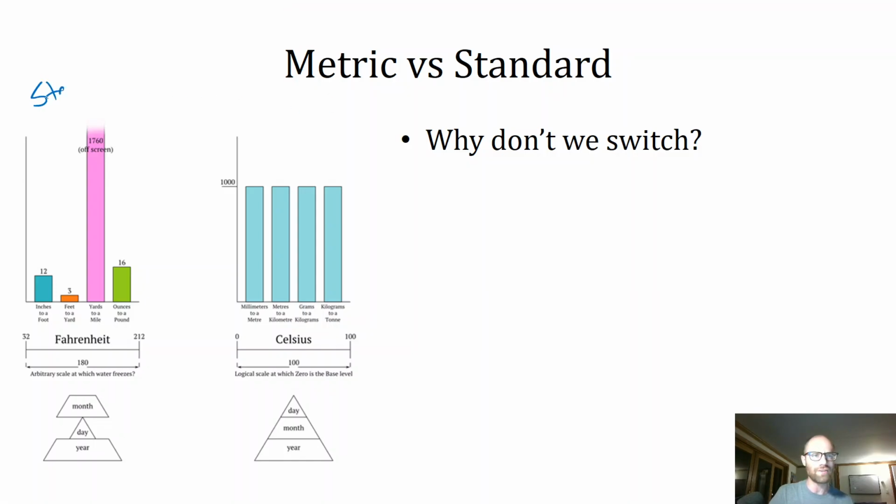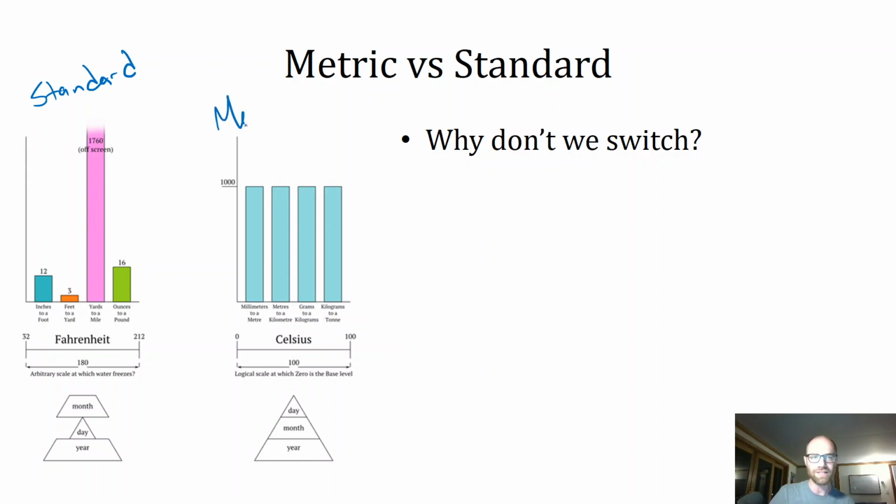I also did want to take a moment to talk about these two units. This is the standard system, which you may be familiar with: 12 inches to a foot, 3 feet to a yard, 1,760 yards to a mile, and then 16 ounces to a pound for good measure. They all have a basis, but they don't really roll off the tongue. They don't make sense. 1,760 is a strange number to remember.